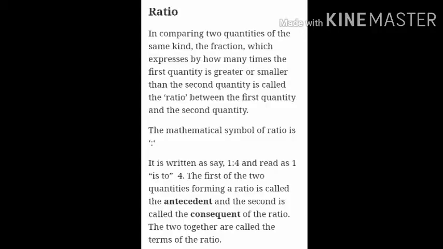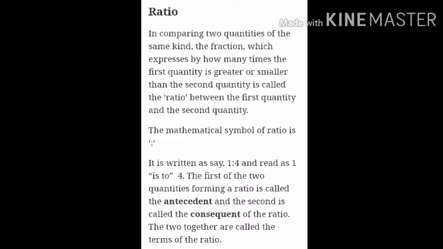The definition of ratio. In comparing two quantities of the same kind, the fraction which expresses how many times the first quantity is greater or smaller than the second quantity is called the ratio between the first quantity and the second quantity. The mathematical symbol of ratio is two dots. It is written as, say, 1:4 and read as 1 is to 4.